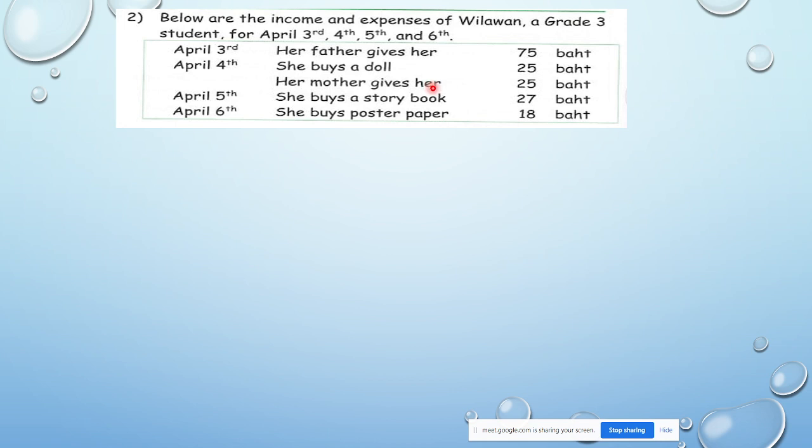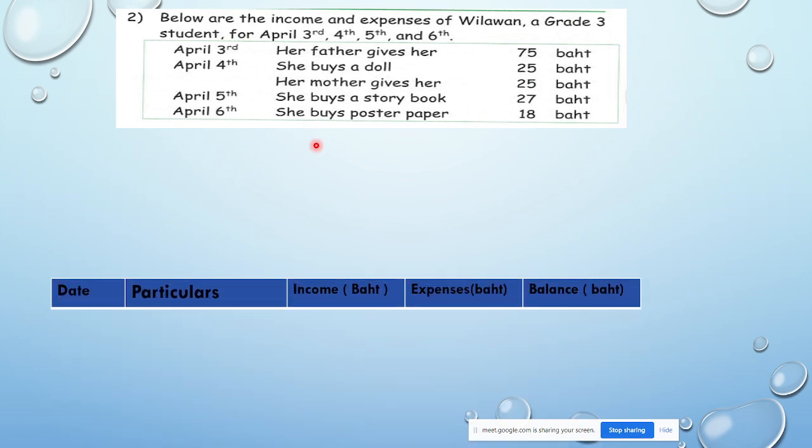Income, right? Next, April 5th, she buys a storybook. Is that an income or expense? Expense. April 6th, she buys a poster paper. Expense. Okay, now let's see.